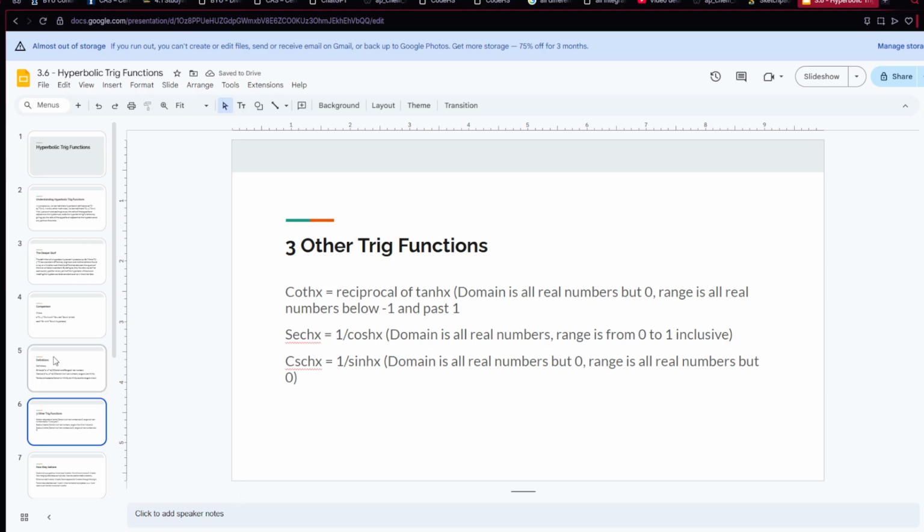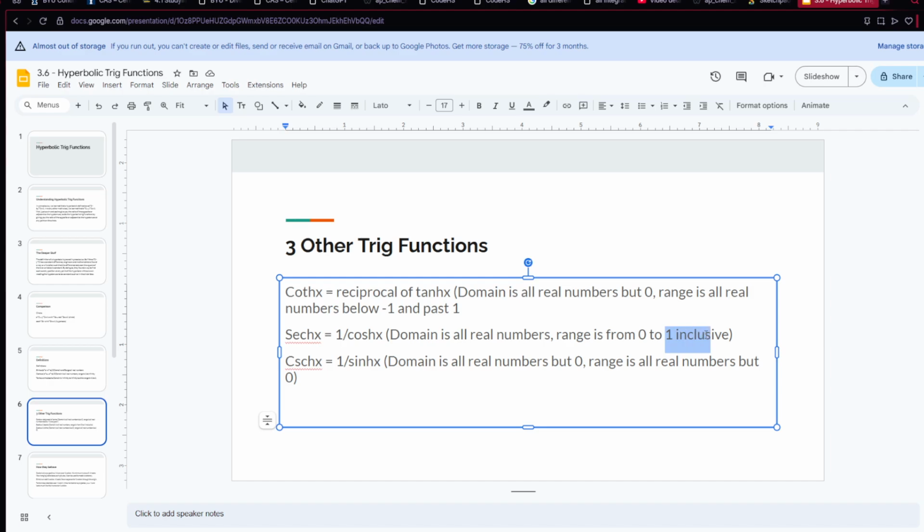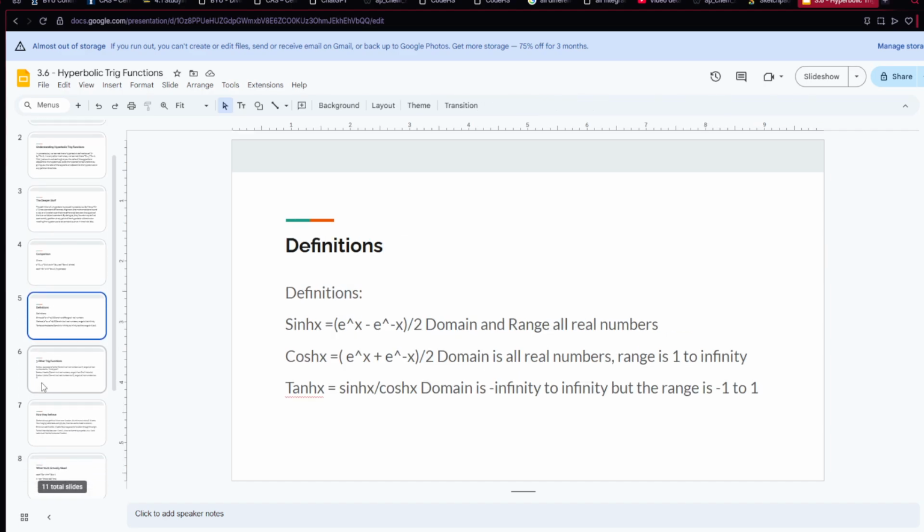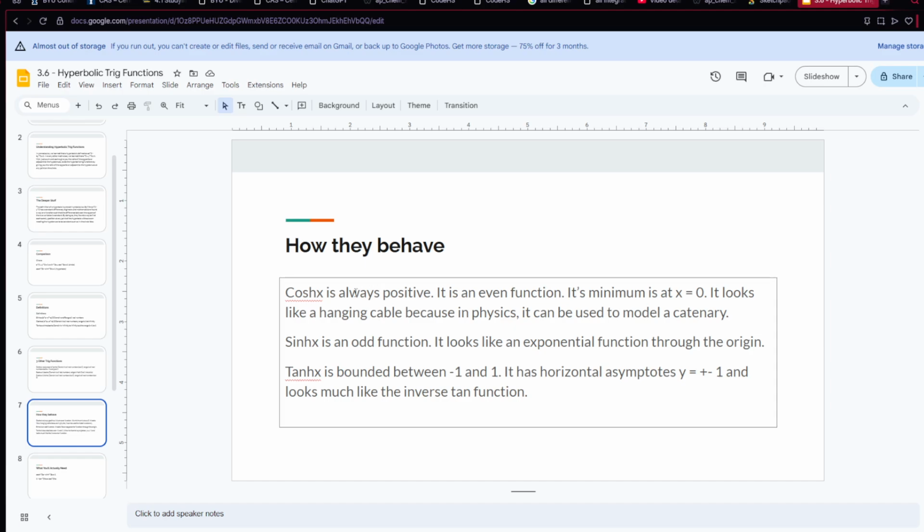And then these ones are just things. When I say inclusive, that means it includes the number 1, but these are all the domain and ranges here, which are just, again, reciprocals of these functions. So nothing pretty hard. Cosine hyperbolic x is always positive.